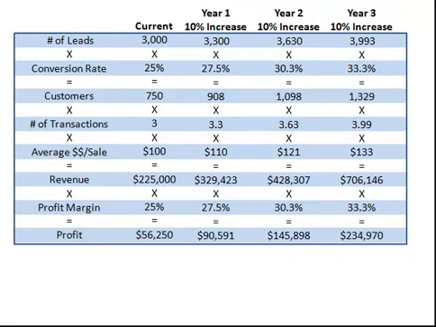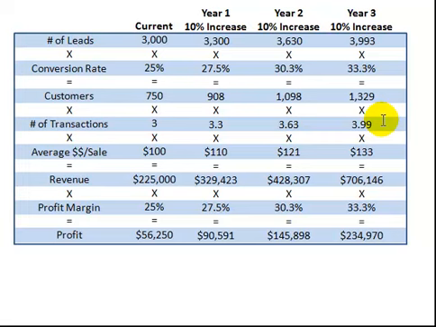Now let's take a look at the third year. We now have gone to almost 4,000 leads. Our conversion rate is a third, 33.3%. The number of customers we have now are 1,329. And they're buying from us almost 4 times a year.